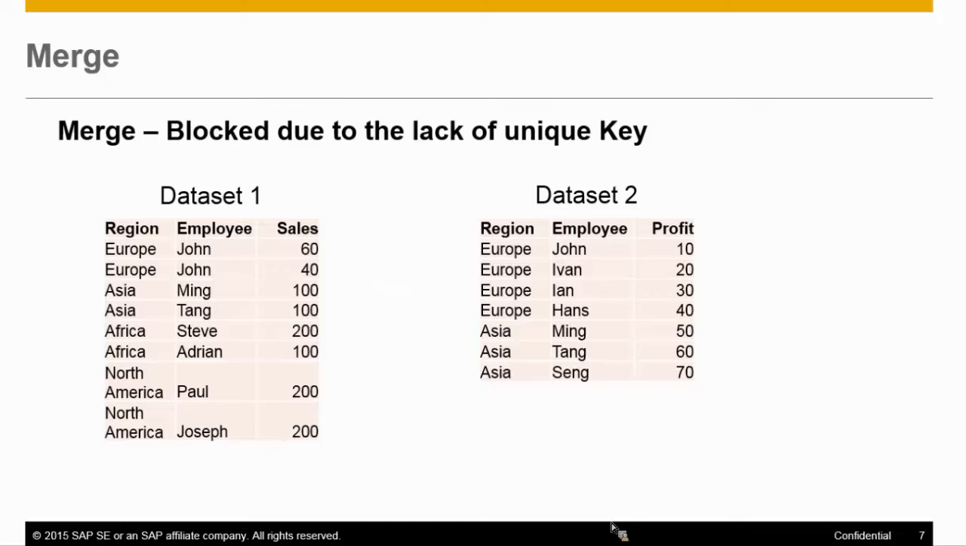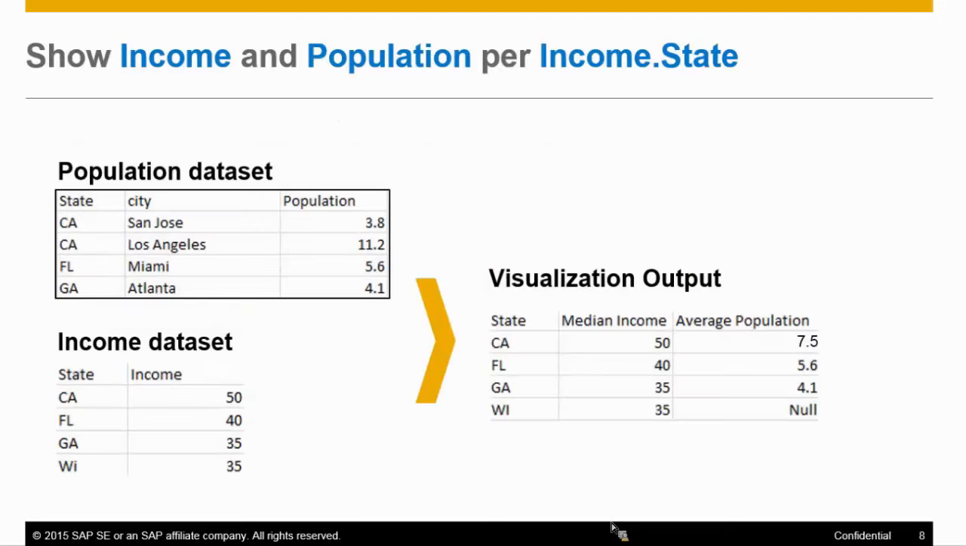In Lumira today, in case you have data sets that have records where, for example, the employee John is repeating for the region Europe, Lumira will block you from joining these things together in the prepare room. That's mainly because you don't have a unique key, and we need that unique key to resolve that. When you run into those kinds of scenarios, that's where dataset linking becomes valuable, and you can use it to get past that limitation.